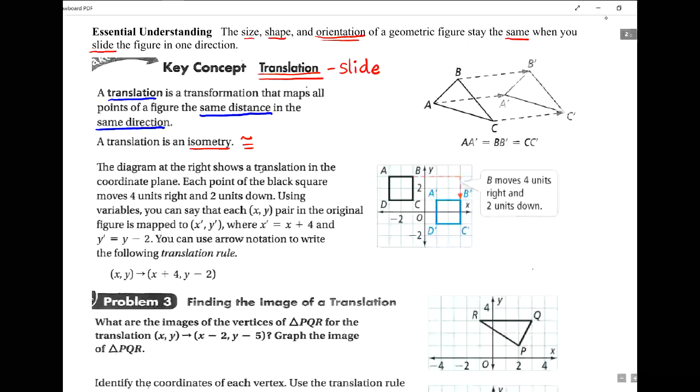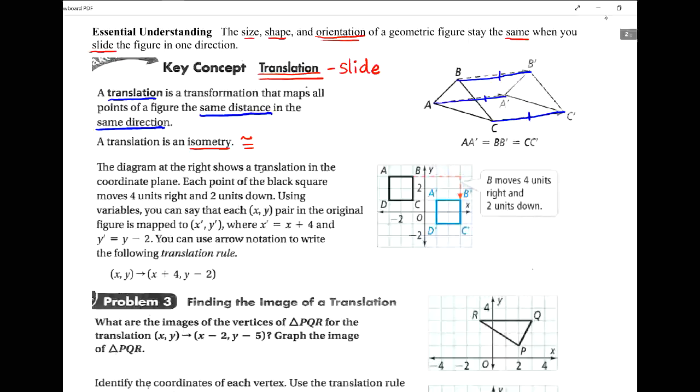So let's look at our translation here. We have triangle ABC and everybody slides the same distance. A goes that distance to A prime, B goes that distance to B prime, C goes that distance to C prime. The length of segment AA prime is the same as the length of segment BB prime. This is congruent and congruent. We simply slide the same distance in the same direction.